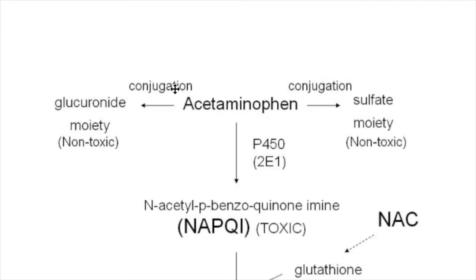So as long as alcohol is present, this metabolism is inhibited. But once it is gone, the enzyme is already induced, so it causes excess production of NAPQI that causes cell damage.